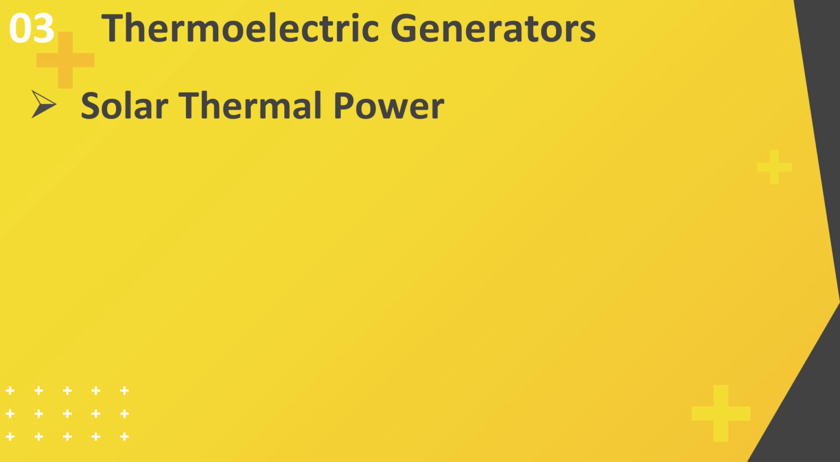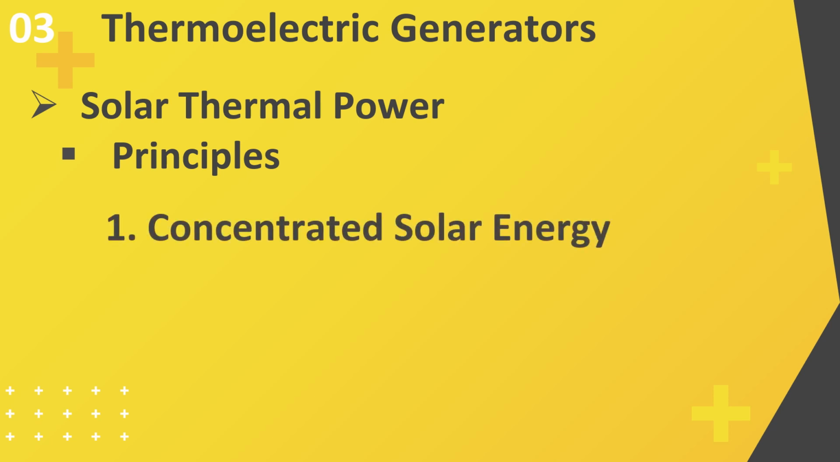This renewable energy source offers a sustainable and environmentally friendly solution for meeting our energy needs. Solar thermal power generation involves the following principles. 1. Concentrated solar energy. Solar thermal power plants use mirrors or lenses to concentrate sunlight onto a receiver, which absorbs the solar energy and converts it into heat.